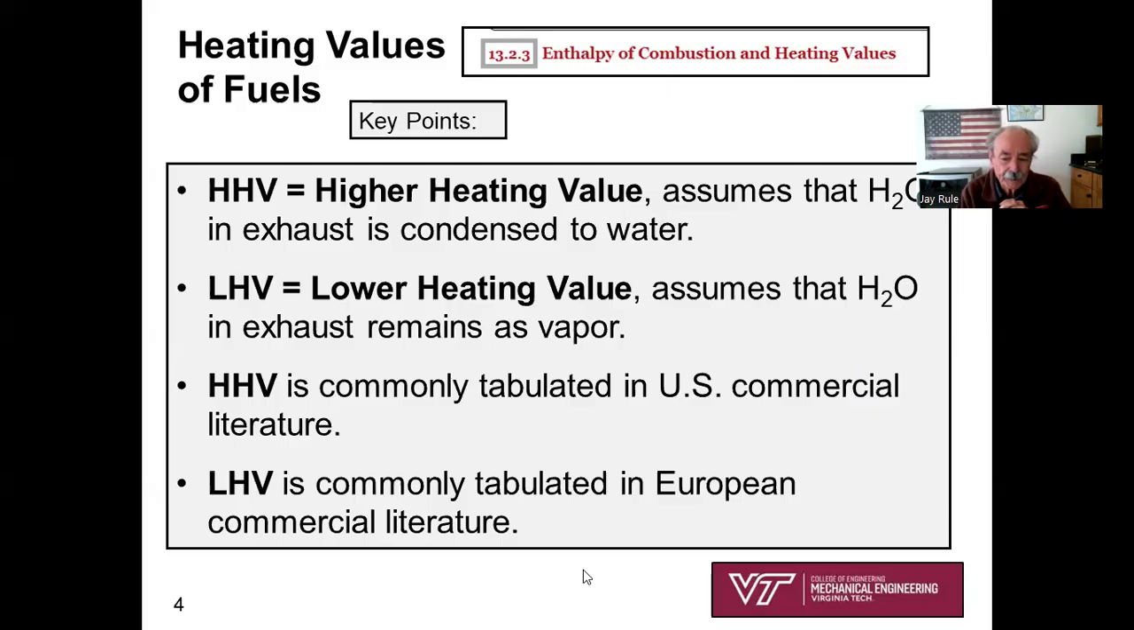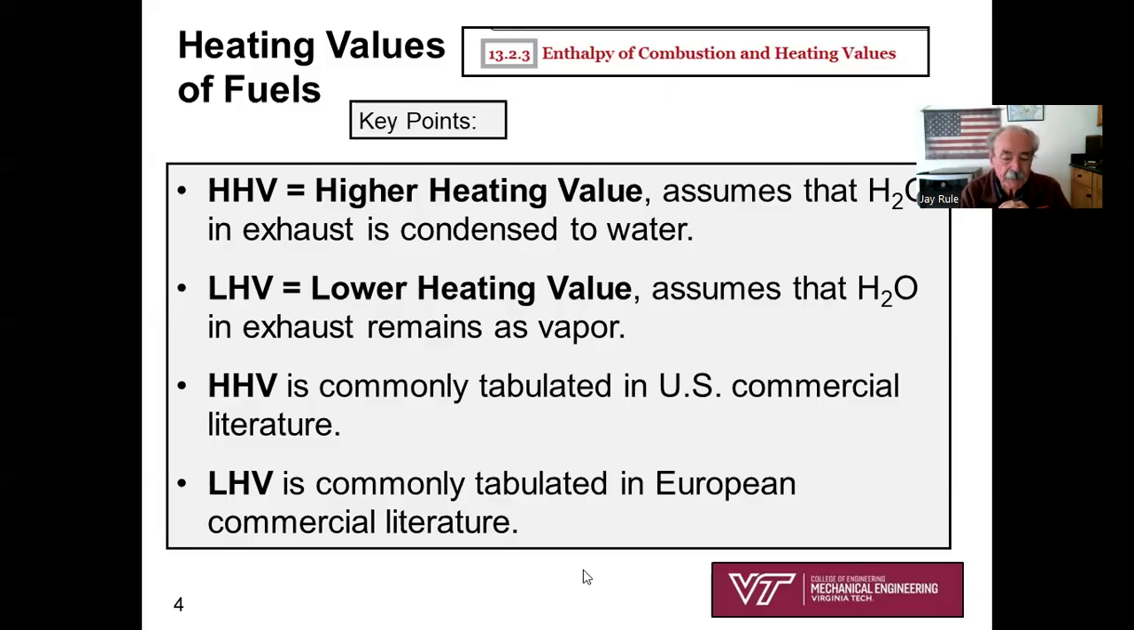And do you remember that there's a big enthalpy difference between H2O saturated vapor and H2O saturated liquid? You remember numerically, no matter what the pressure is, there's a big numerical difference. H sub G is a much bigger value in kilojoules per kilogram than H sub F. Well, the higher heating value assumes that the H2O in the exhaust is condensed all the way down into water. And so that some of the heating value is explained by the energy that you pick up by condensing the water.